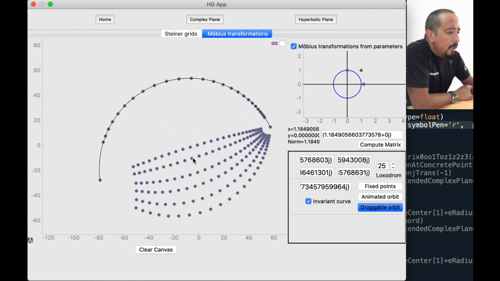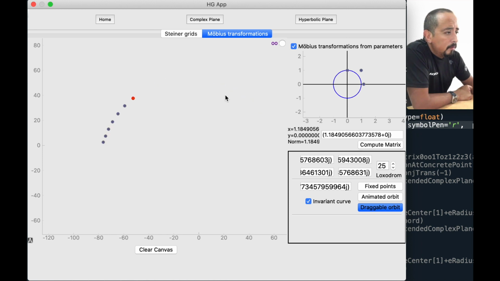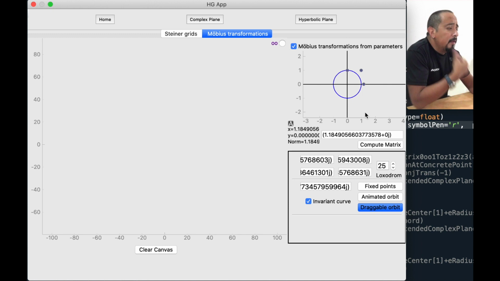I mean, when I animate, somehow things should get away from this and should get closer to this, right? Because they are iterations. Right? And then here you can see it. Okay.